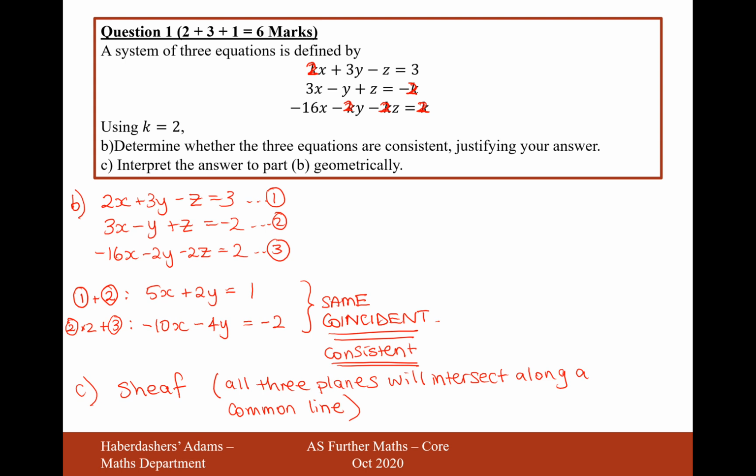Okay, so there we are, that's the answer for this question. That's the answer to question 1, 6 marks there. Let's now move on to question 2.